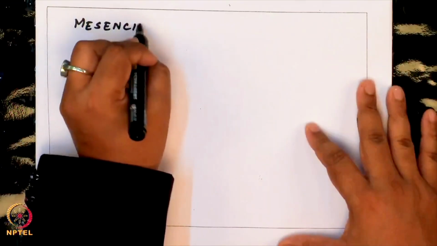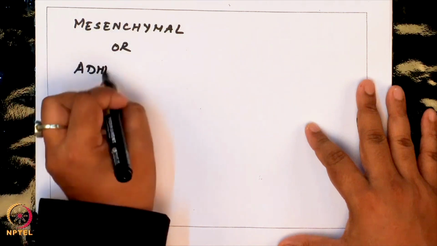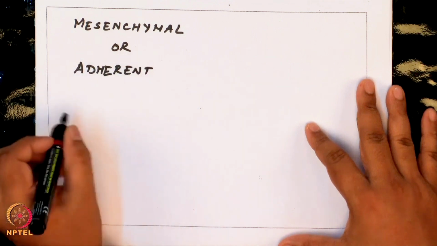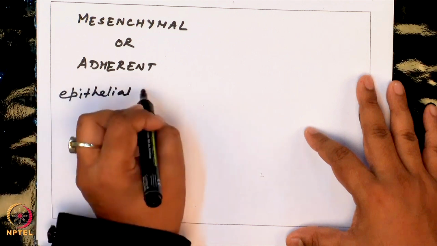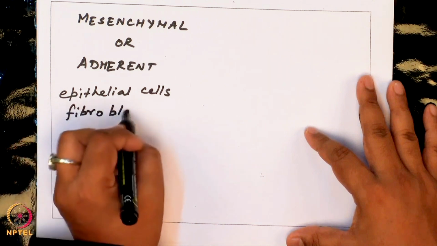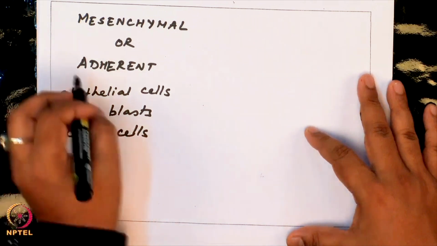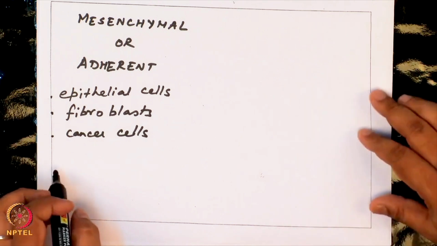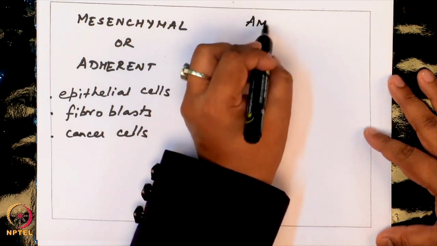Now, compared to mesenchymal migration, that is mesenchymal or adhesion dependent or adherent, this kind of migration is exhibited by epithelial cells, fibroblasts, cancer cells. There are various types of cells which exhibit this migration, but you also have another mode of migration which is called amoeboidal migration.